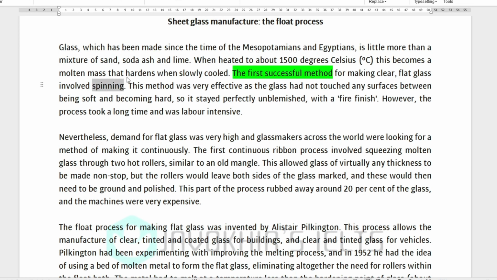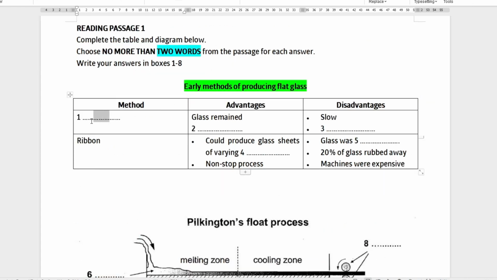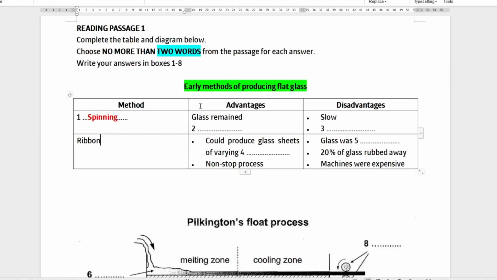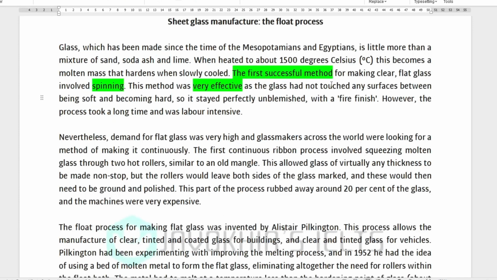So we have involved spinning. I'm going to take that and make it red as usual. And what are the advantages? This method was very effective, as the glass had not touched any surface between being soft and becoming hard, so it stayed perfectly unblemished.